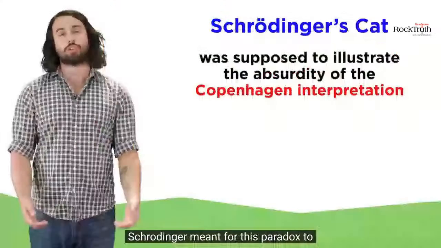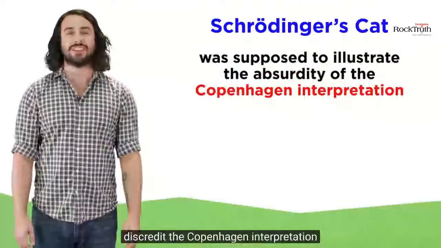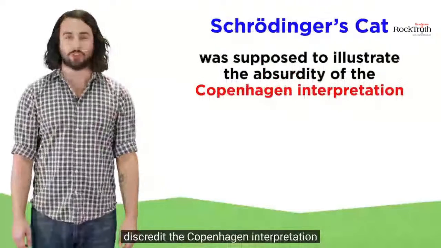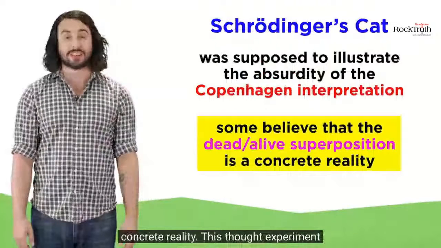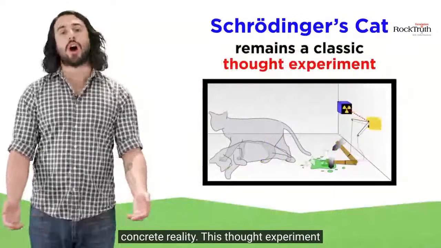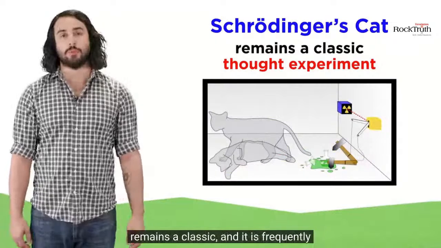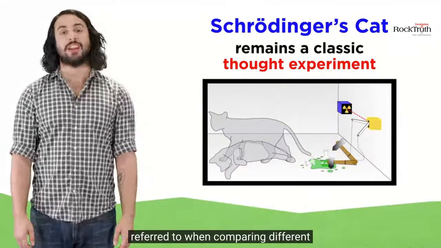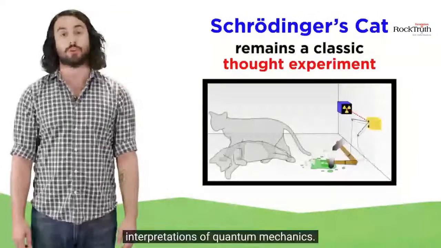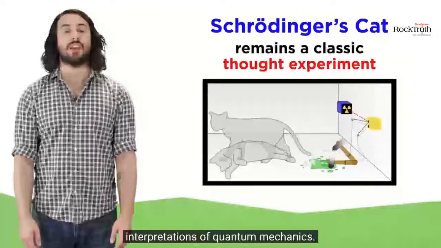Schrödinger meant for this paradox to discredit the Copenhagen interpretation, but there are many camps that believe that this dead-alive superposition is a concrete reality. This thought experiment remains a classic, and it is frequently referred to when comparing different interpretations of quantum mechanics. But enough about cats. Let's finish up with Heisenberg.